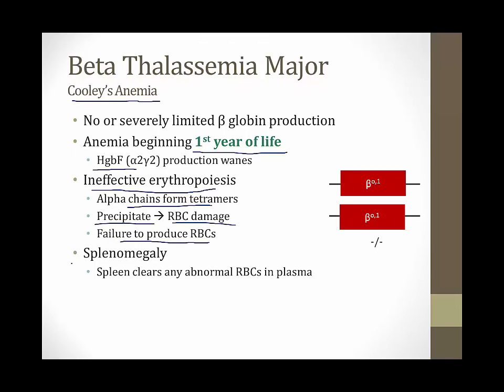In addition, they have splenomegaly. They have abnormal deformity of the red blood cells, just like we talked about before in patients with alpha thalassemia, and therefore the spleen clears any abnormal red blood cells in the plasma. So for both of these reasons, they will have a severely reduced red blood cell count and a marked anemia.